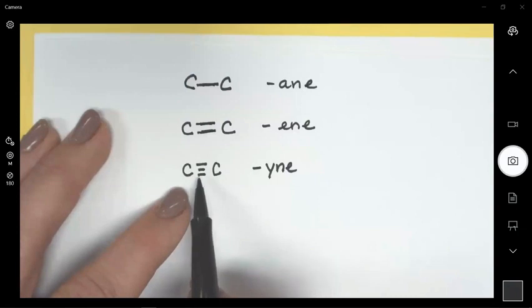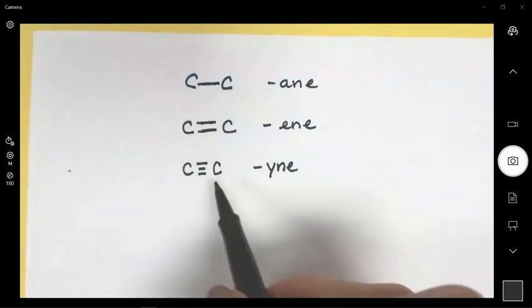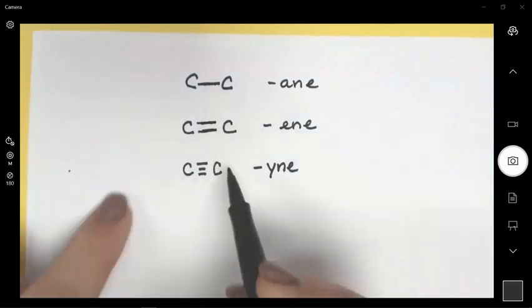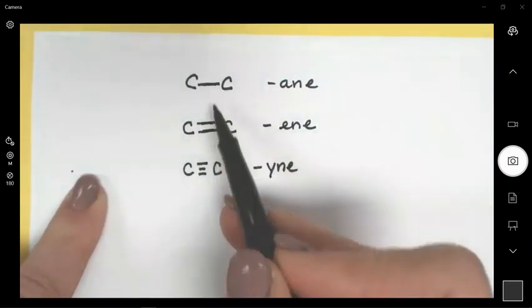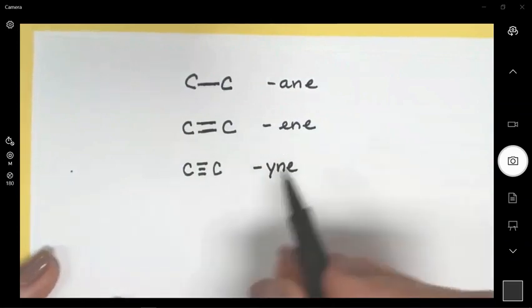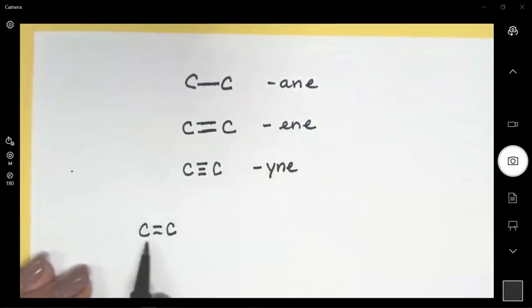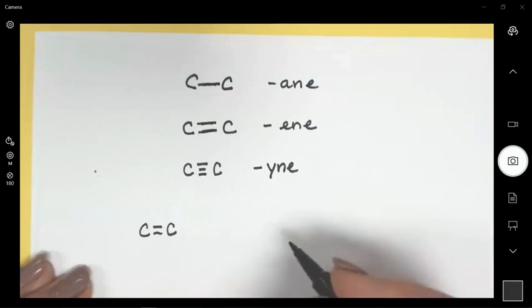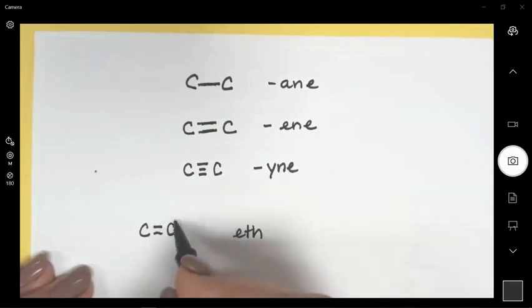It's like 3 hands holding you versus 2 hands holding you versus 1 hand holding, right? So strength and bond length. The bond length is shorter, the bond length is longer. It actually changes the size of molecules. But let's draw this guy. If I have a double bond, and let's just do the 2 carbons. So I know it's going to start with eth, right? Now, carbon can only have 4 lines around it.